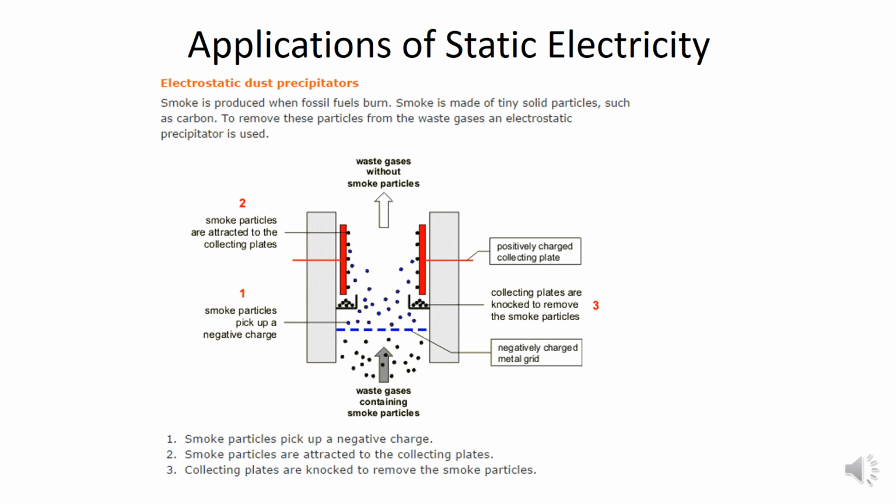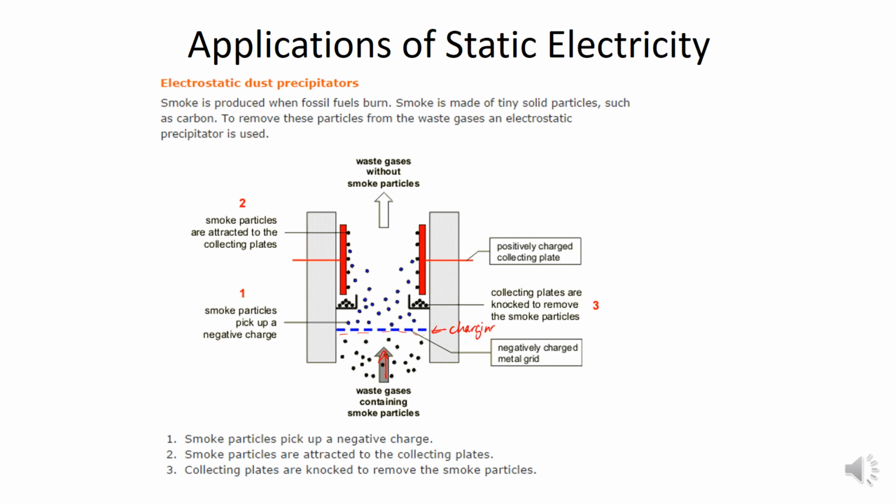Here's another application, electrostatic dust precipitators. What are they? They're fitted to factory chimneys. When smoke particles are leaving the chimneys, they are charged. You can see that as the smoke particles pass up through this blue grid, they become charged.